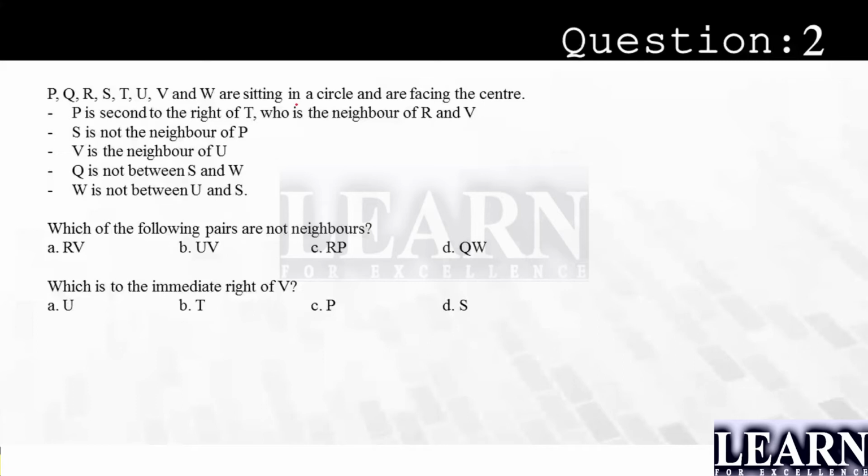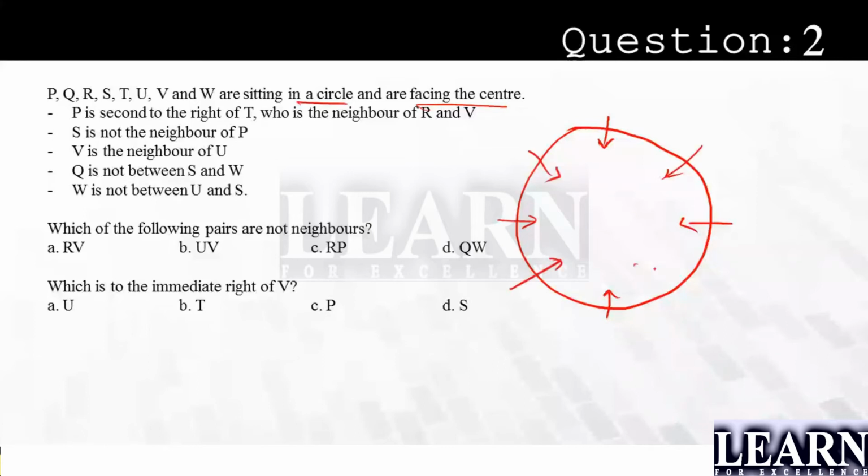First, they have told us it's a circle facing center, and we have got 8 people. So facing center, the arrow represents the direction here: 1, 2, 3, 4, 5, 6, 7, 8. So we have got 8 people over here. Now look here, before inputting any of the statements in the figure, you have to look for the fixed statements. So P is second to the right of T, who is the neighbor of R and V, is a fixed one.